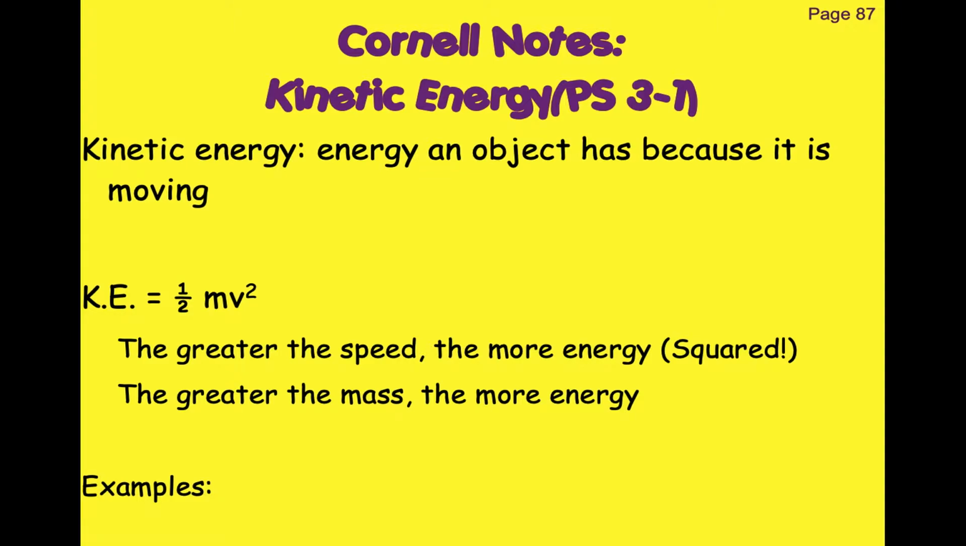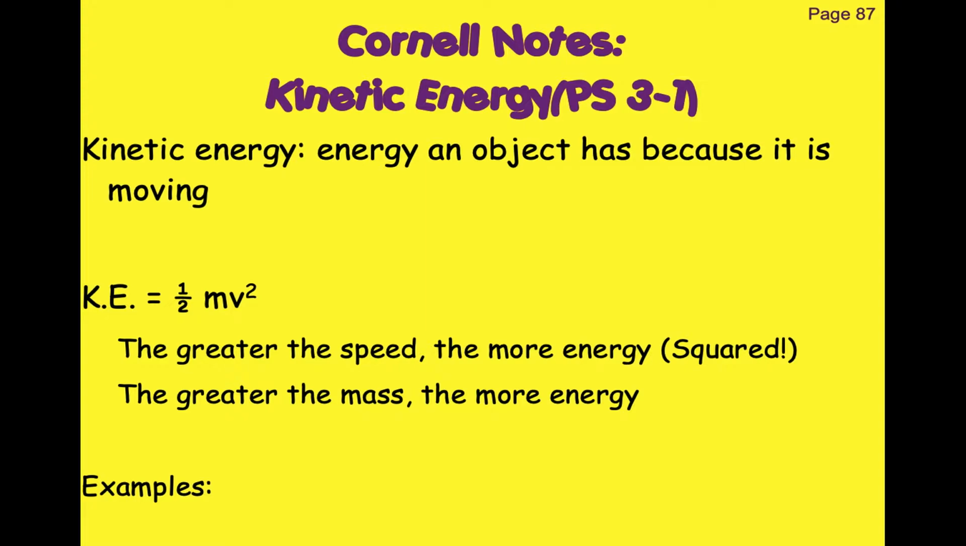And so there's an equation that helps describe this, and it's kinetic energy is equal to 1/2 mv squared. And through this equation, you can see that the amount of kinetic energy depends on two things. It depends on how fast something is going, and it depends on how much mass it has. So the more mass it has, the more energy it has. Makes a lot of sense. A softball has more mass than a ping pong ball.